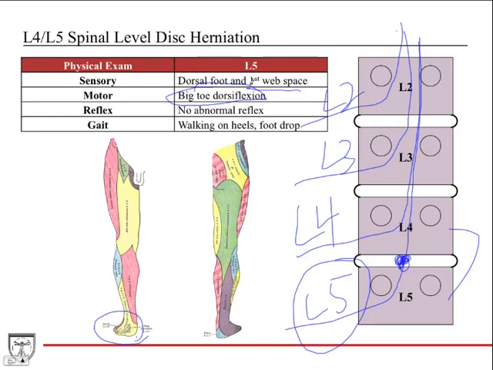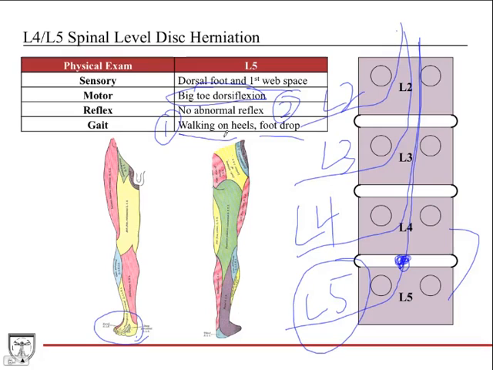So big toe dorsiflexion, so you have them lift their big toe up, and then you press down on it and tell them to resist you, and if they can't do that, that's an indicator of L5 spinal nerve compression. There's no abnormal reflex involved with L5. There's two gait problems, walking on the heels and foot drop. They can have one or the other, or they could potentially have both.